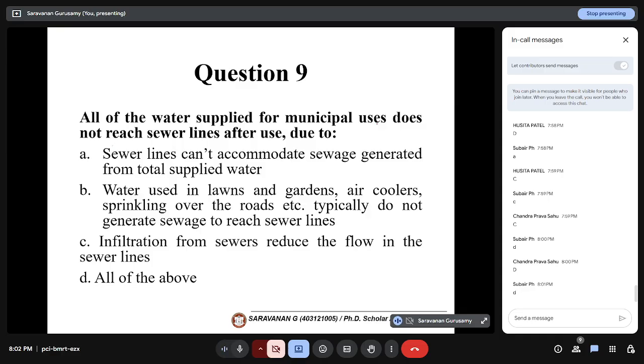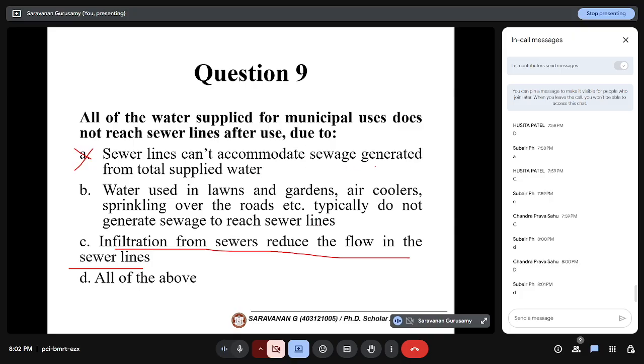All of the water supplied for municipal use does not reach the sewer lines after use due to, as we have already seen, sewer lines cannot accommodate sewage generated. No. There will be some infiltration into the sewer, which reduces the flow in the sewer lines. Water used in the lawns and gardens, air coolers, sprinklers over the road typically do not generate sewage to reach the sewer lines.